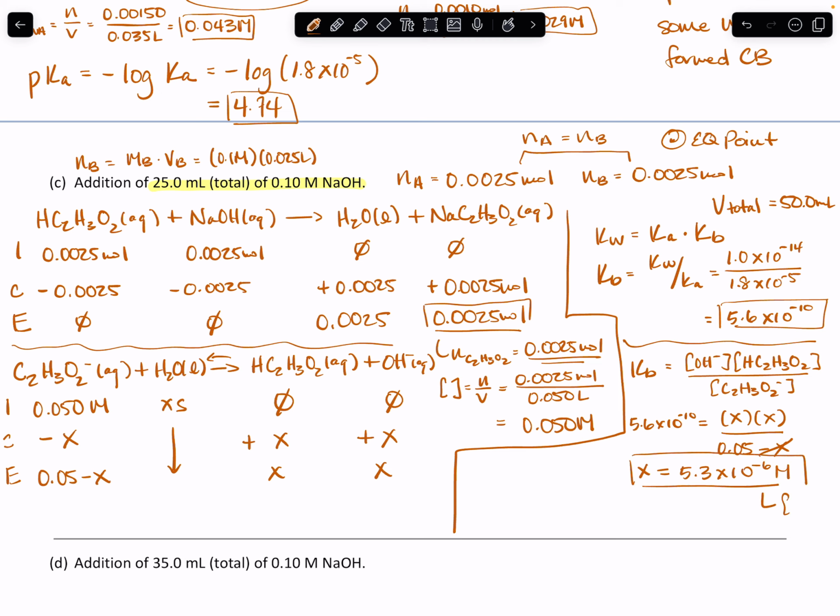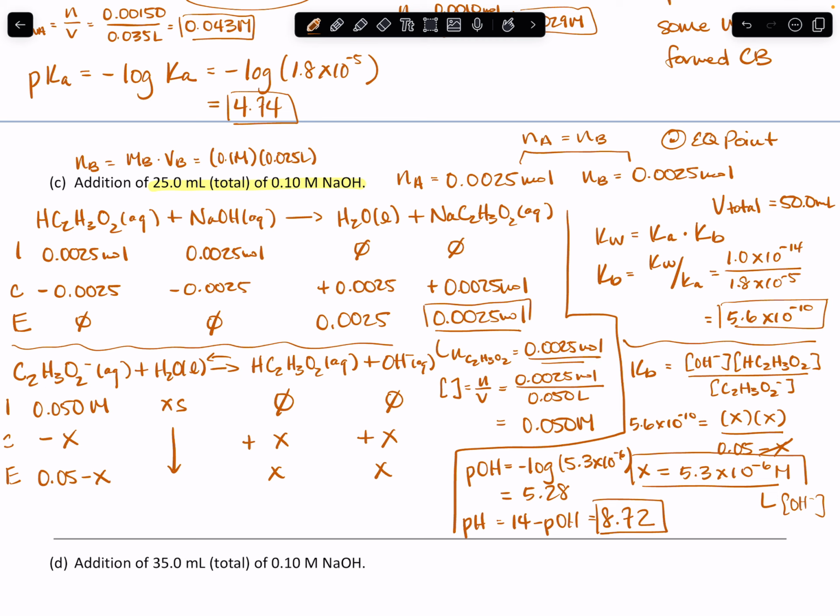All right, this is the concentration of OH minus. That is a strong base that is present in solution. That is going to dictate our pH. So we'll calculate pOH using the negative log of that value. I'm running out of room, so I'm going to shorten things. All right, so our pOH is 5.28, and the pH is 14 minus the pOH, so that's going to be equal to 8.72.